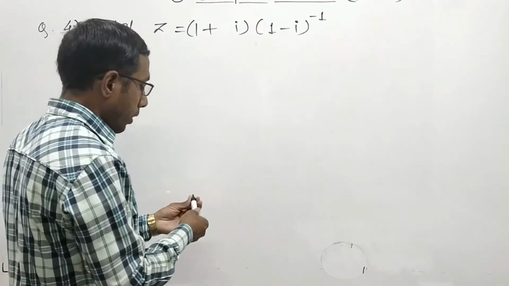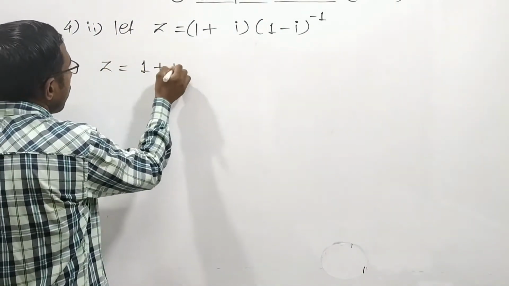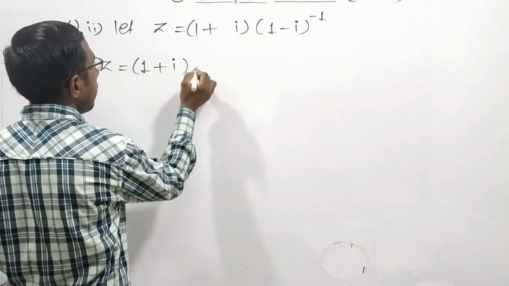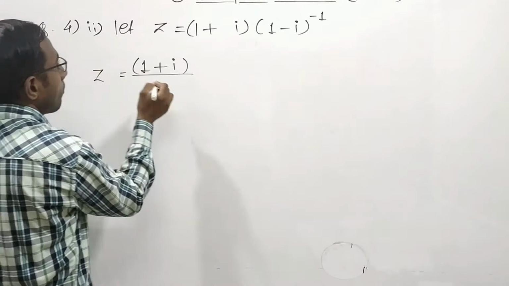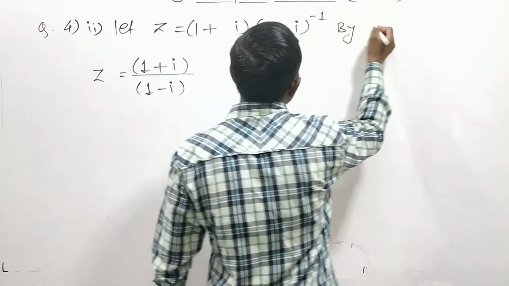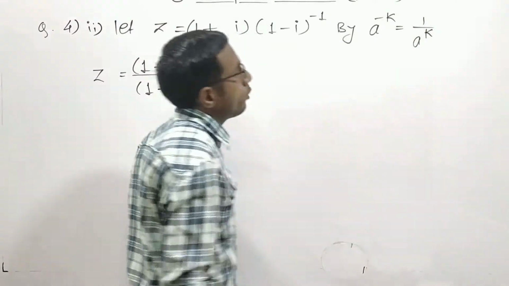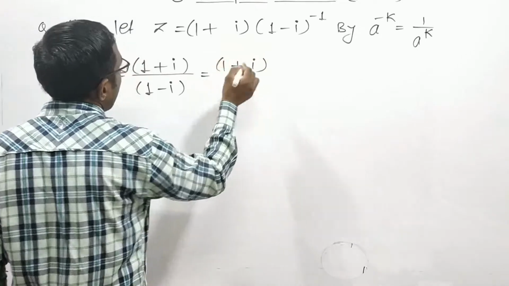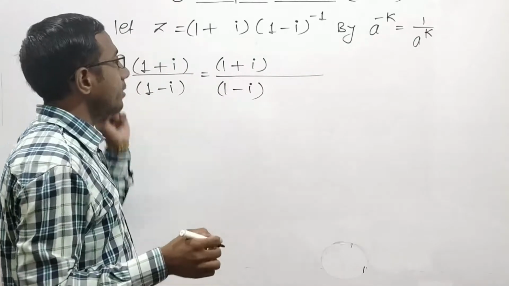So, let's see the simplification. What is this? Z is equal to 1 plus i. Now, if I shift this complex number in the denominator, 1 minus i, by a raised to minus k is equal to 1 upon a raised to k. Is it? Then it is equal to 1 plus i upon 1 minus i. Now we need to take this division.